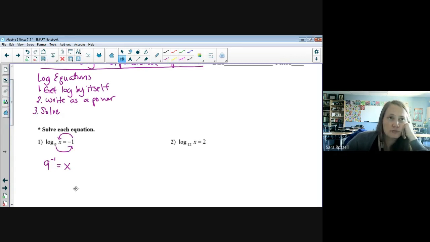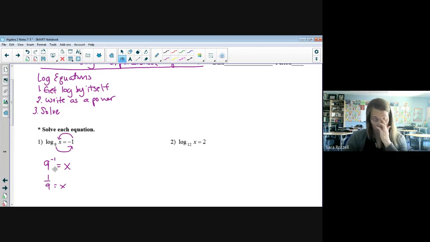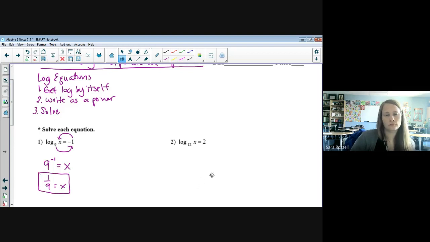Is x by itself? Yep. So 9 to the -1 is our answer, but it's probably not going to be written in that form. Actually, go ahead and figure out what 9 to the -1 is. It's 0.1111, and as a fraction, that is 1/9. So this is 1/9. Remember, a negative exponent tells it to go to the bottom. So 1 over 9 to the first. So our answer is 1/9. It could be in decimal form if you need it to be.